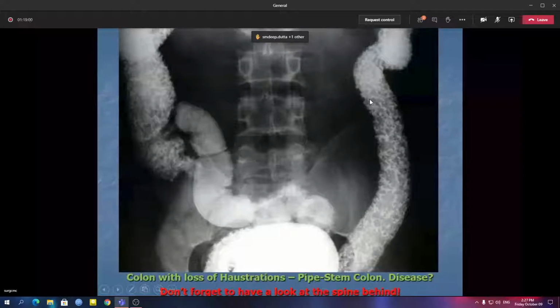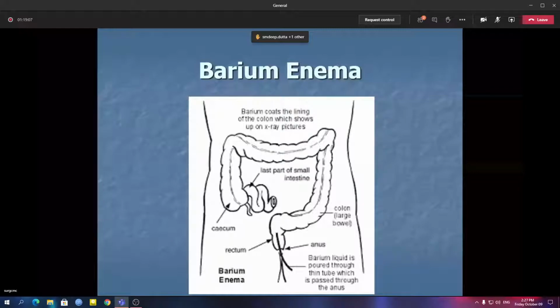Barium enema, logic is very simple. You put the dye per anum, dye will go up to the cecum. In a competent ileocecal valve, it cannot cross. Isn't it? Nothing more.